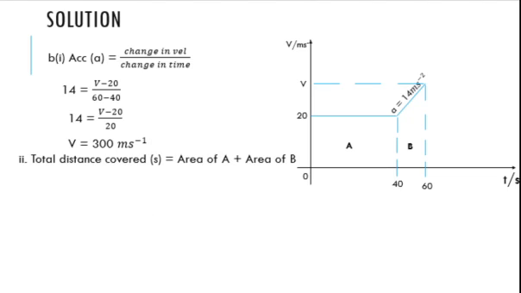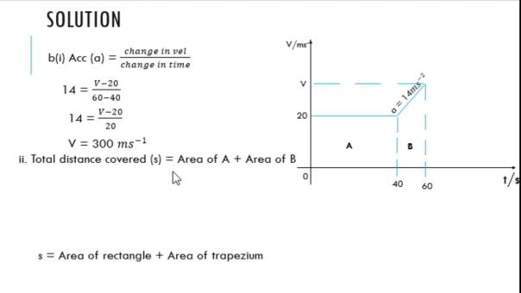Now, to calculate the total distance traveled, I'll have to label the shapes. I can't name this one directly, so I have to break it into shapes. So I have shape A and shape B. This dotted line is not considered, it's a broken line and not part of the journey. Shape A is a rectangle. Shape B is a trapezium. So I'm going to look for the area of the rectangle plus the area of the trapezium.